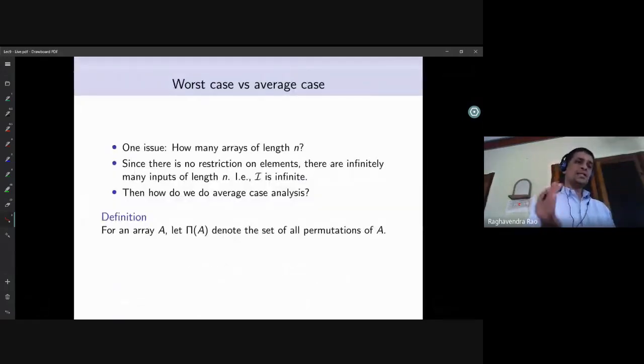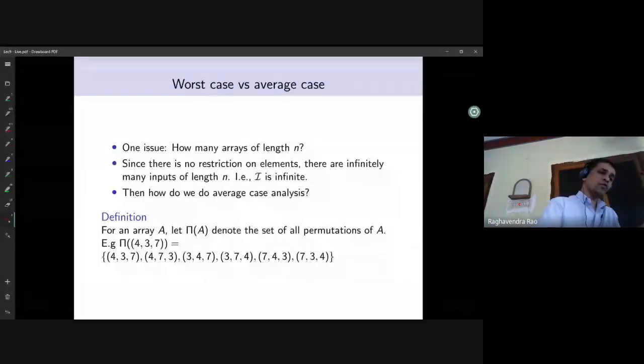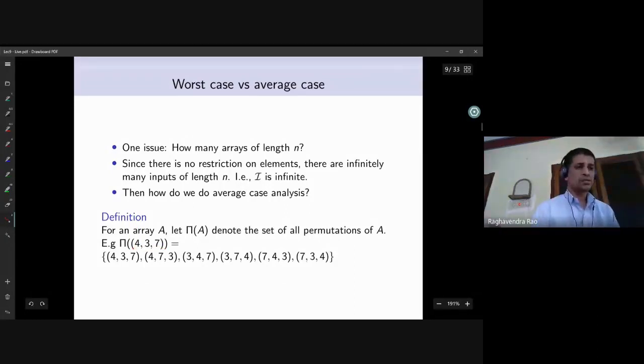Let's say you have an array A. Let pi(A) denote the set of all permutations of the array. Let me give a concrete example. Let's say the array is (4, 3, 7). I'm just using the tuple notation to represent arrays, so arrays of 3 elements. How many permutations of 3 elements? 3 factorial, which is 6, right? So pi of (4, 3, 7) is exactly this set: 437, 473, 347, 374, 743, and 734. Exactly 6 elements.